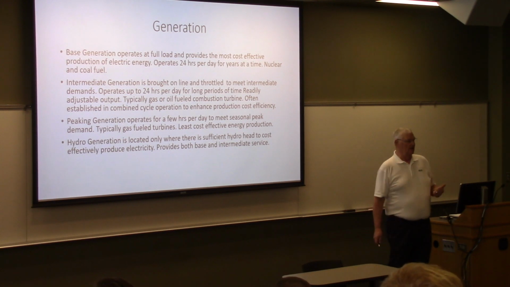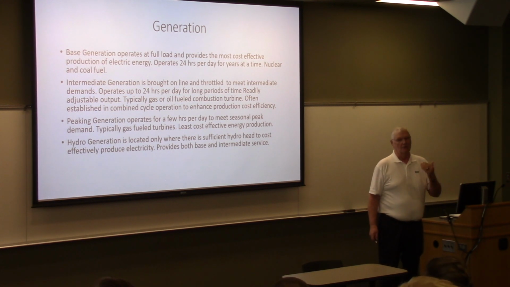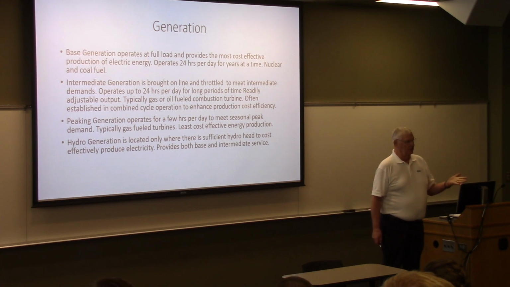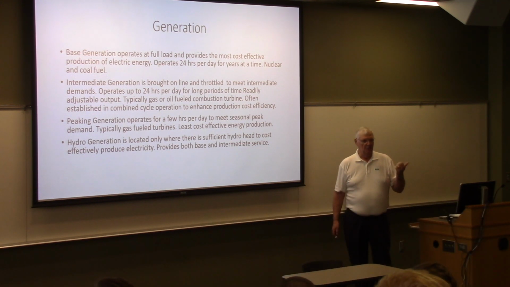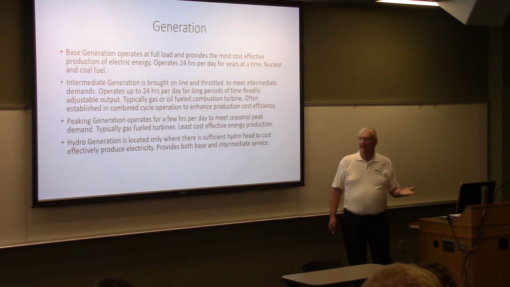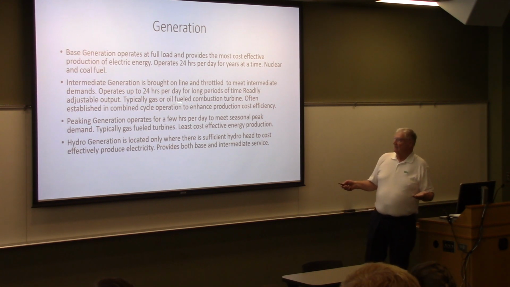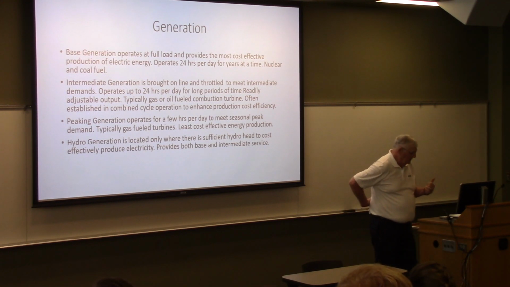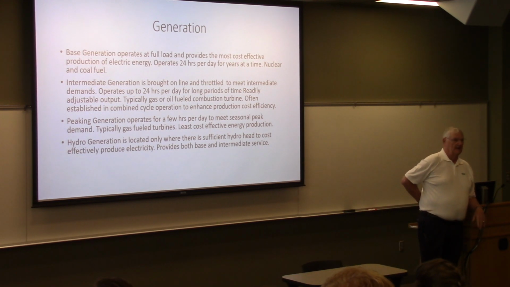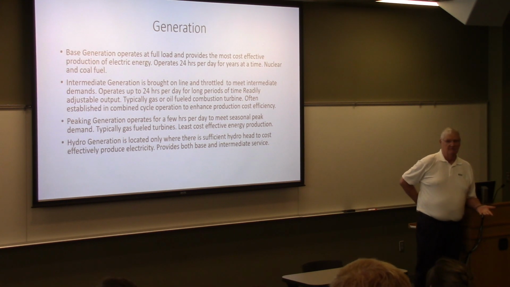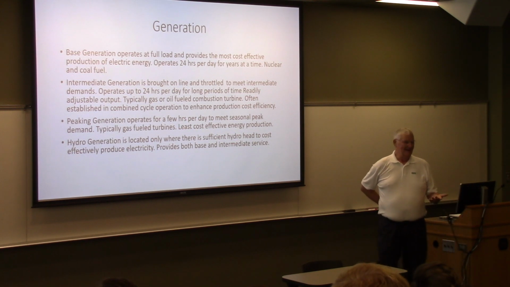You have intermediate generation, which is typically generation that you can throttle the output of. Gas-fired turbines, oil-fired turbines. Something you can bring on the line quickly and take off the line. One of the advantages of using this intermediate generation with gas-fired turbines is that you can recover energy from the exhaust of the turbine and do what's called a combined cycle plant, where you create steam with that exhaust and you run steam generators to produce electricity too, and it boosts the efficiency of the plant upwards in excess of 60%.